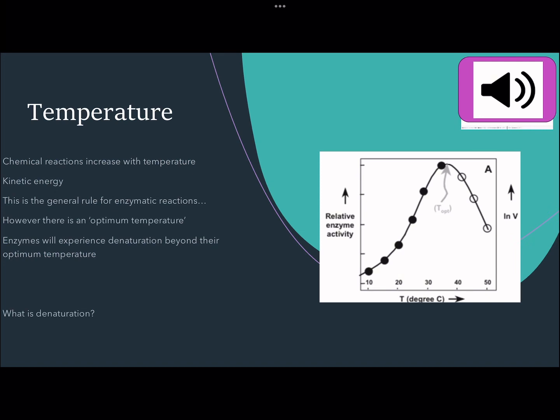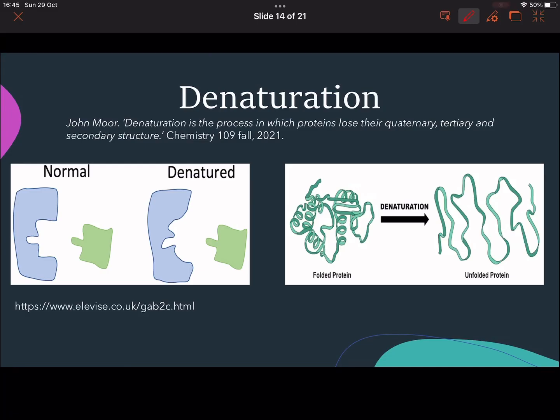We have at the top T, optimum temperature, and beyond this, the gradient of the graph starts to decline. This is denaturation. Denaturation is the process in which proteins lose their quaternary, tertiary or secondary structures. In the image on the right, we can see a quaternary protein that has been unaffected by temperature, but as our optimum temperature has now been surpassed, denaturation has happened and the protein has unfolded, completely changing its shape.